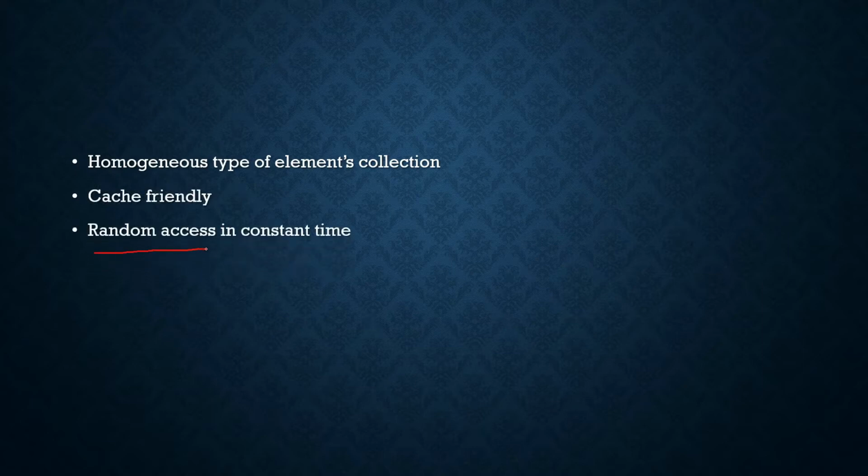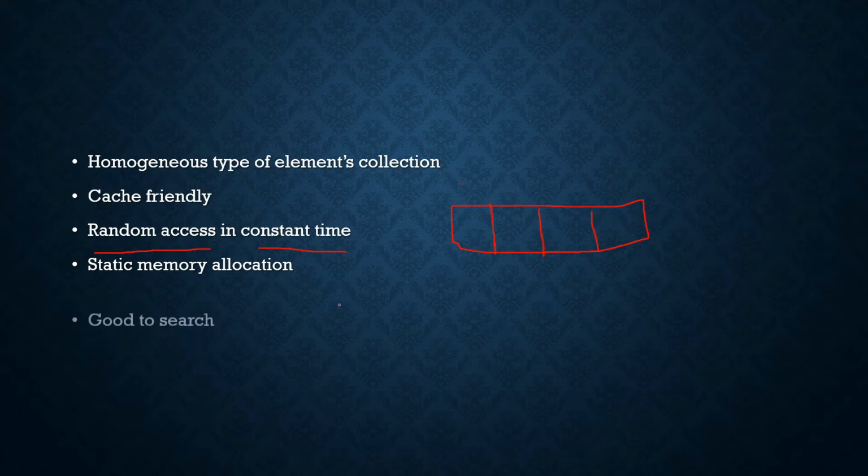and random access in constant time is easy in an array because all the elements are placed in a sequence form. That's why random access in constant time is easy. We give static memory allocation to arrays, which means that we pre-allocate the memory for the array.